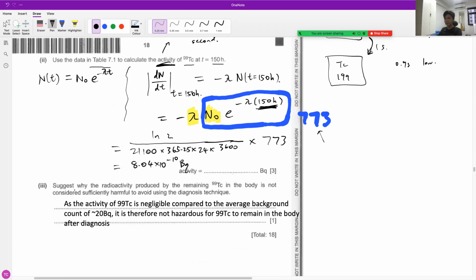Now moving on to the next part: suggest why this radioactivity is not sufficiently harmful. It's because the background radiation itself, we are always constantly being showered by around 20 becquerel. So such a small number is going to be insignificant if added to 20.